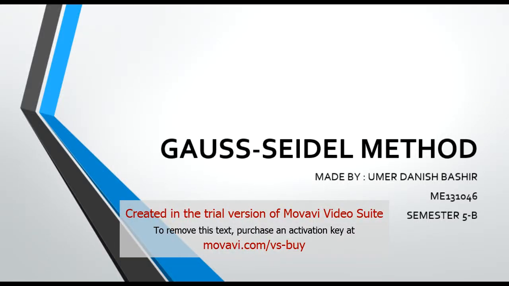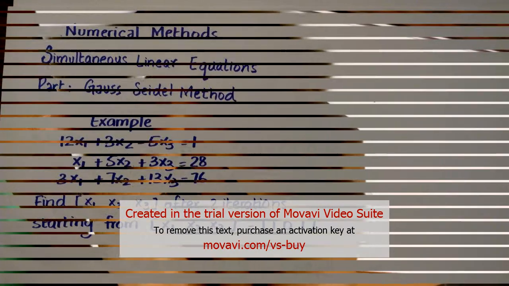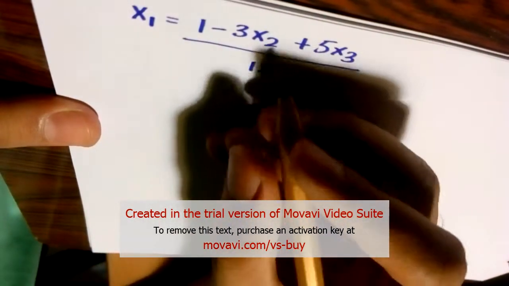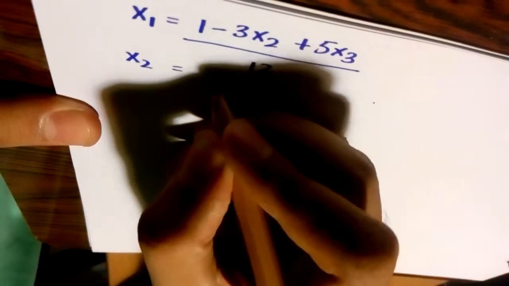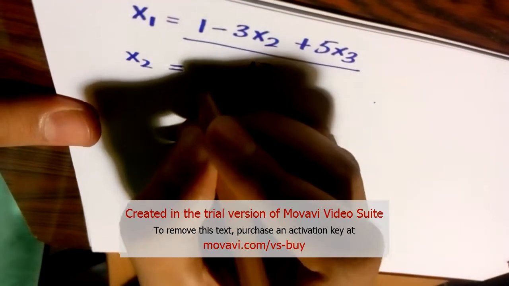Hello there and welcome. Today I will show you how to solve simultaneous linear equations by the Gauss-Seidel method. First of all, we're going to separate the three variables of these three equations, x1, x2 and x3.